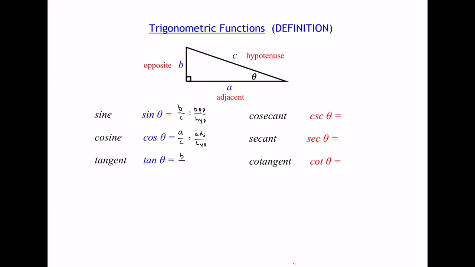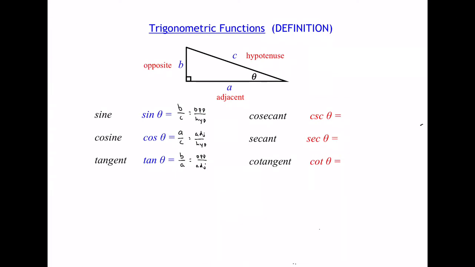Tangent is B over A, pronounced tangent, abbreviated T-A-N, of theta. So tan of theta, that's tangent of theta, is equal to B over A. B is the opposite side over the adjacent side. These are our 3 main trig functions. We will then take the reciprocal of these 3.